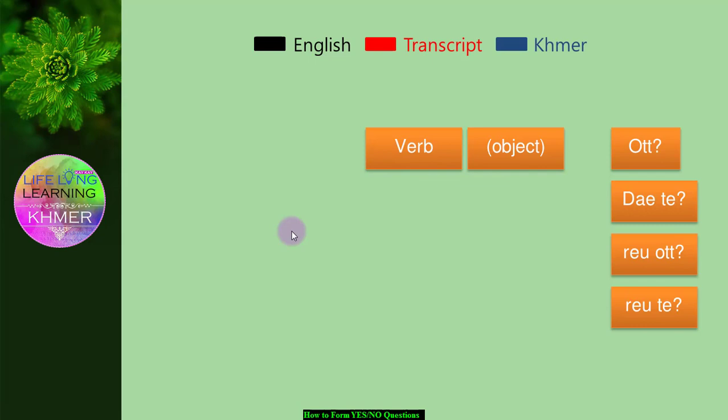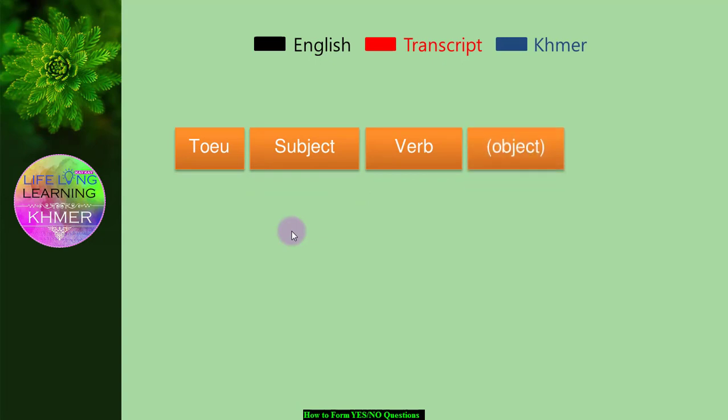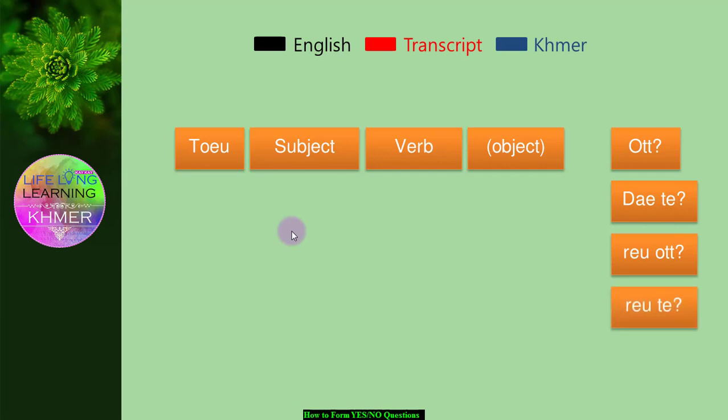So let me go back again to review how to form the question. Formally, we begin with ta as the question word, the beginning of the question, and then we use the subject. After that we put the verb, and if that verb needs an object, we have the object here. And then we use the ending words for the question, which are ot, dai te, ru ot, and ru te.